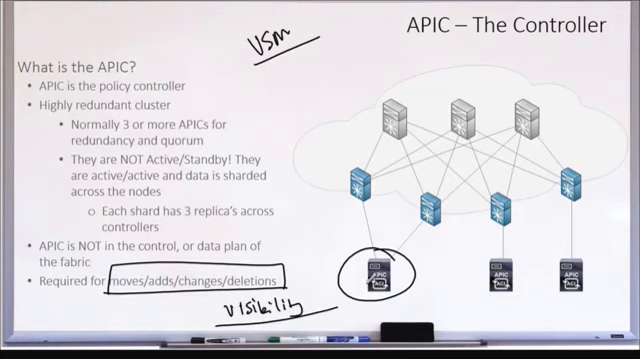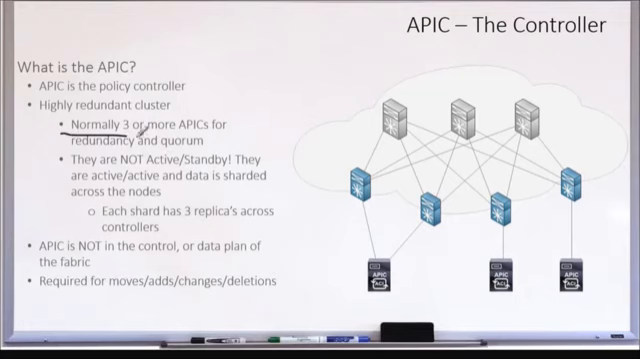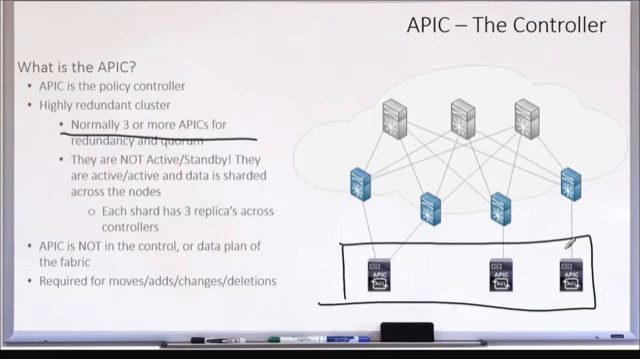And that, guys and gals, is why Cisco actually requires that you have 3 or more APICs for redundancy and for quorum. Okay, so if you're going into a production-based environment, it will be required that you have at least 3 APICs within your topology.